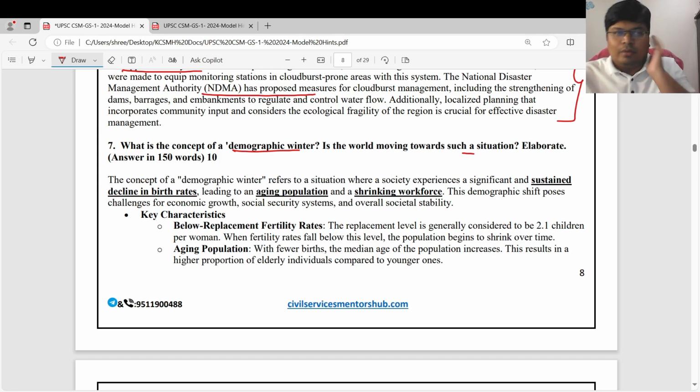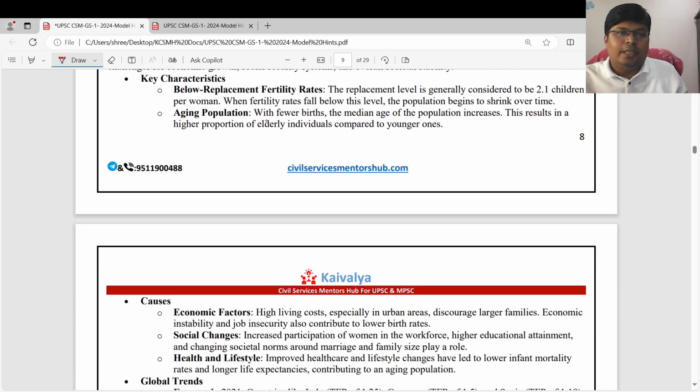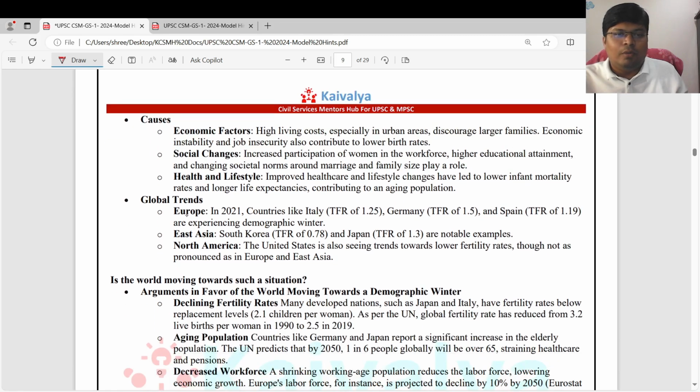Just in the introduction, the candidates were supposed to define what demographic winter is. Its key characteristics: below replacement fertility rate, aging population; its causes: economic factors, social change, health and lifestyle; and global trend. Just some examples; even if you don't know the exact total fertility rate, at least you know the examples. And in prelims, I think there was one question on this topic itself, on the declining birth rate in developed countries. That was asked in the 2024 prelims examination. You can go through it.